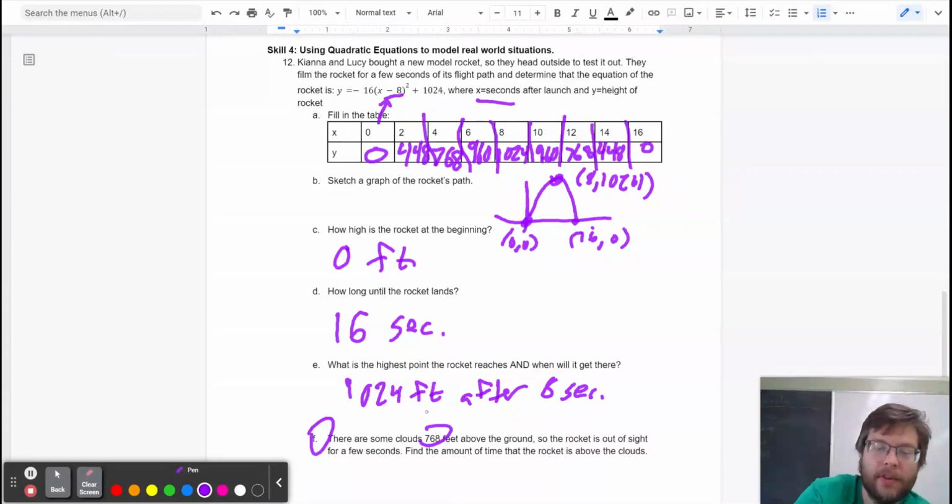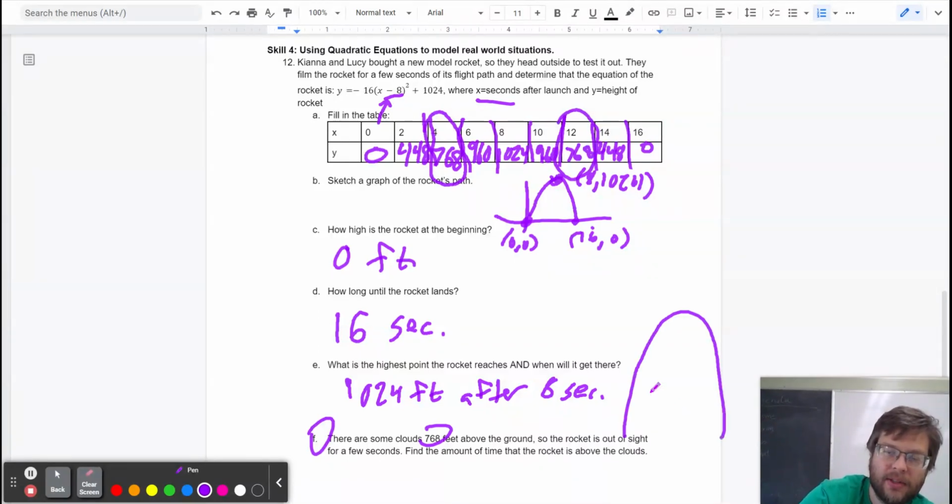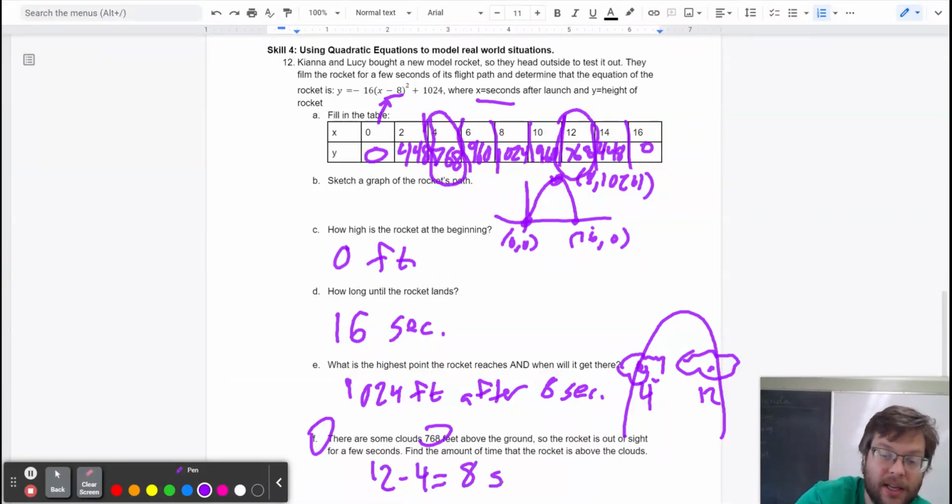Part F, there are some clouds 768 feet above the ground, so the rocket is out of sight for a few seconds. Find the amount of time that the rocket is above the clouds. So notice here that when x is equal to 4, we're at 768, and then symmetrically, when x is equal to 12, we're at 768. So if you imagine the rocket goes up like this, there's some fluffy little clouds right here, and we saw that this happened at 4 seconds, and then this happened at 12 seconds. And so the amount of time that it's above the clouds is actually 12 minus 4 gives me 8 seconds.